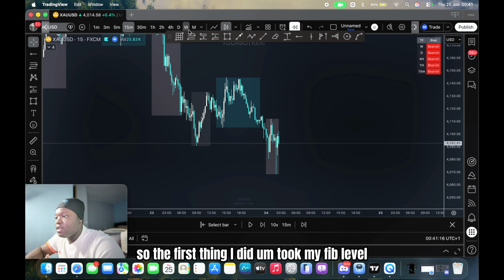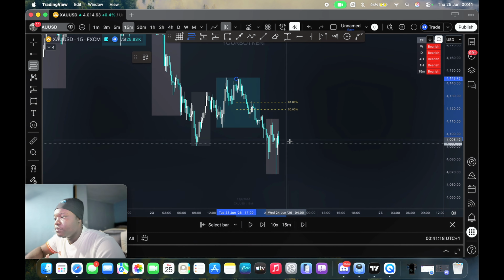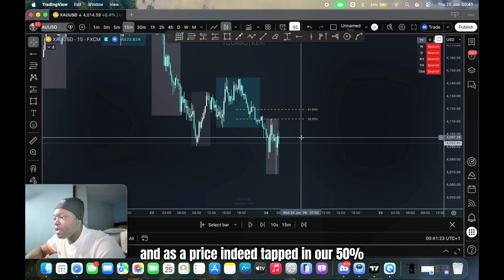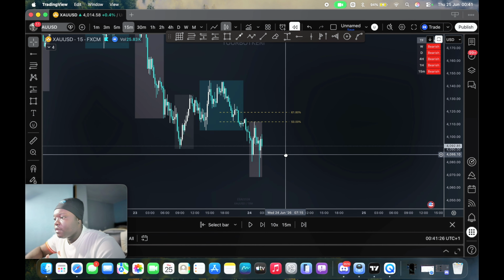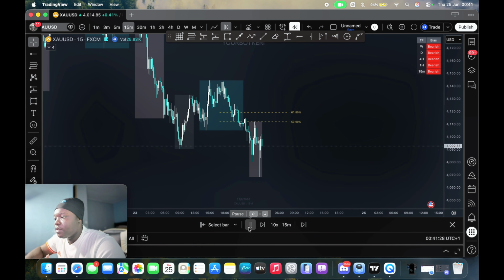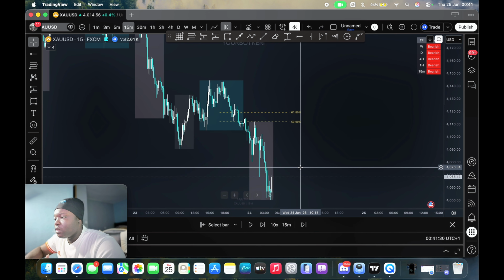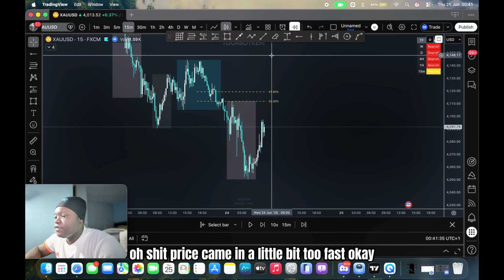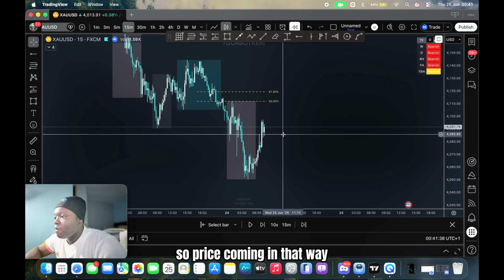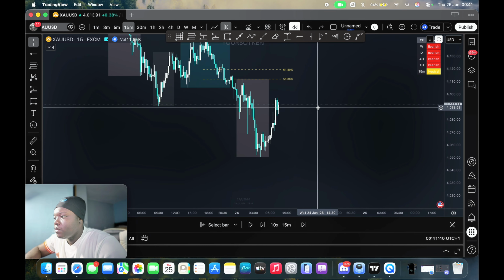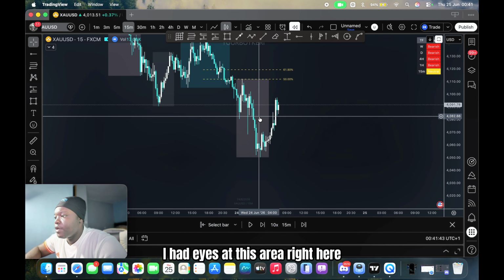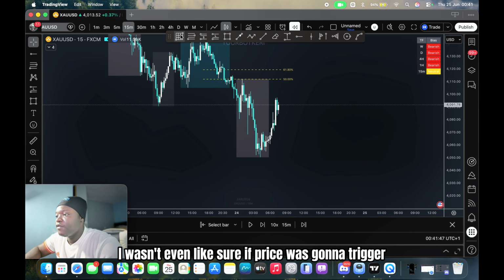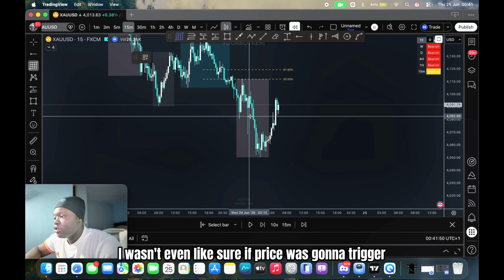The first thing I did was take my fib level, and price indeed tapped in our 50% Fibonacci. Price came in a little bit too fast. So with price coming in that way, I had eyes at this area right here after price gave this reaction, dump. But to be honest, I wasn't even sure if price was going to trigger.